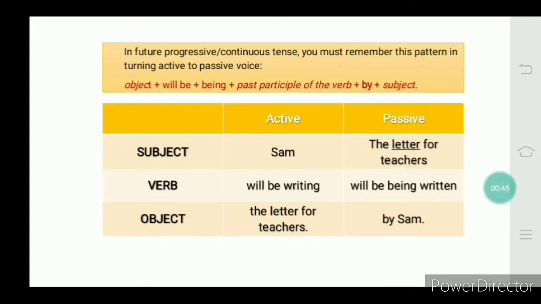So again, we will repeat the action. Sam, the subject, will become the object in passive voice, and then the object, the letter for teachers, will become our subject in passive voice. So the letter for teachers will be being written by Sam. Do not forget the word by.